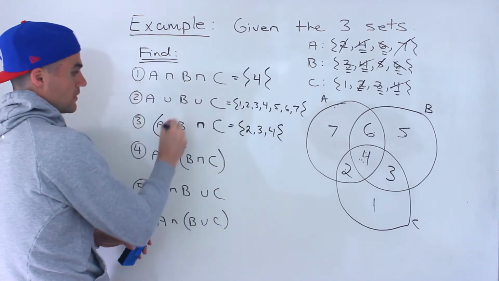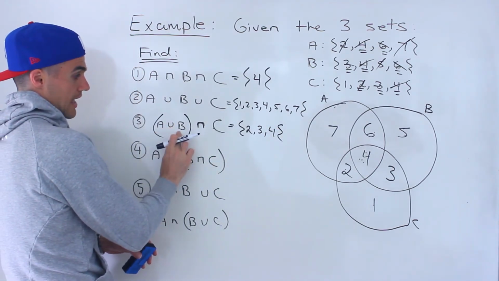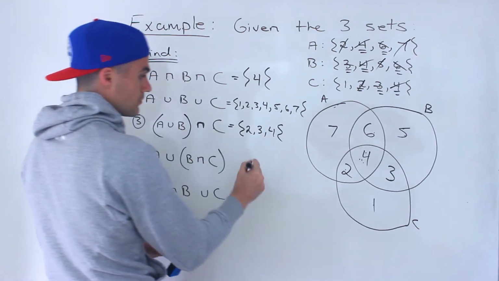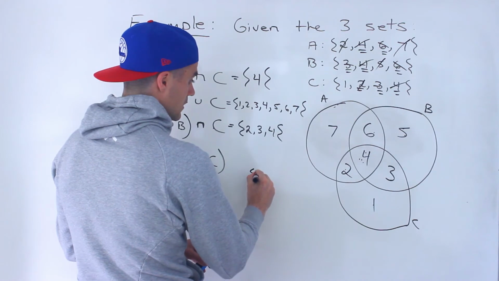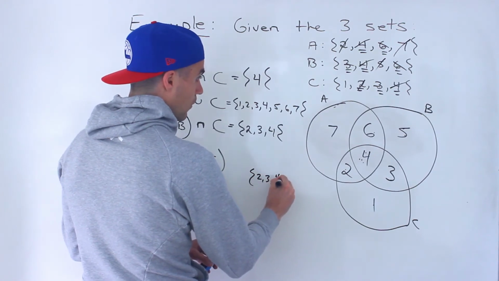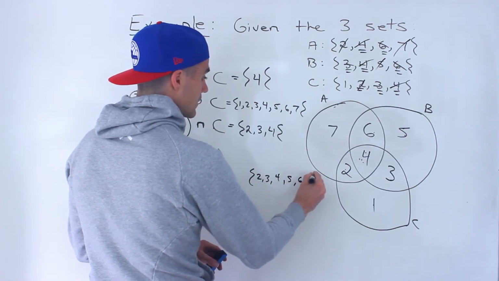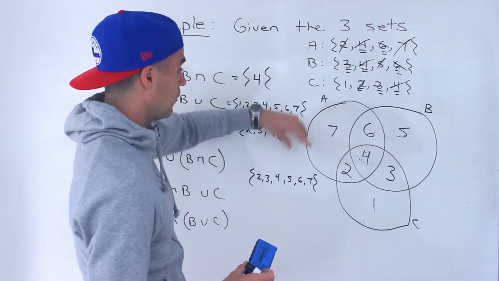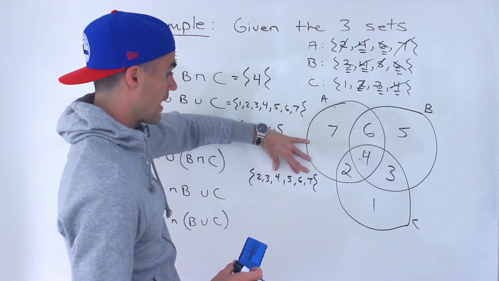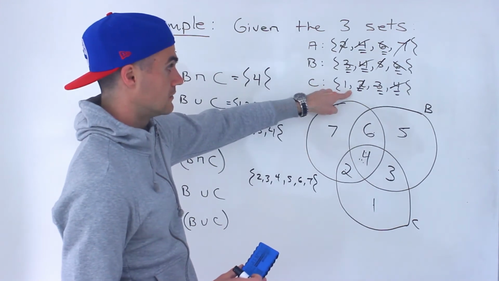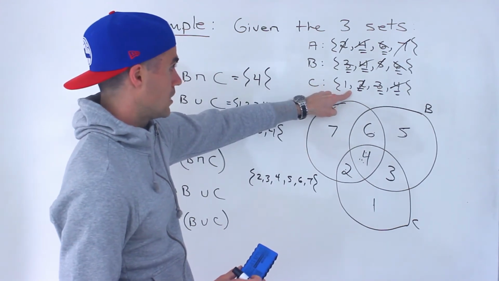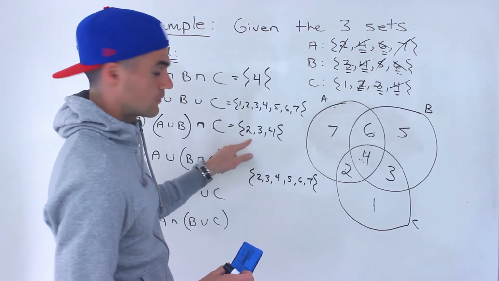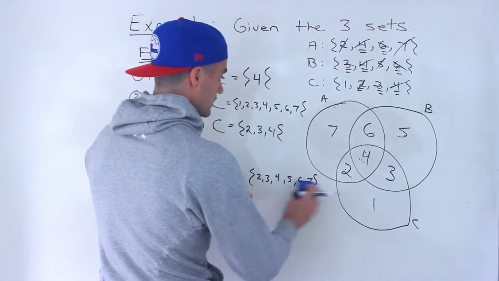So I first worked with this set over here. You could even write these out separately. So you could say A or B. You could write out all the elements. So you got 2, 3, 4, 5, 6, 7. And then we don't even have to write it out, we have it. Set C, what elements intersect with A or B? And set C, well, it would be the 2, 3, and 4. Right? So that ends up being the answer right there.